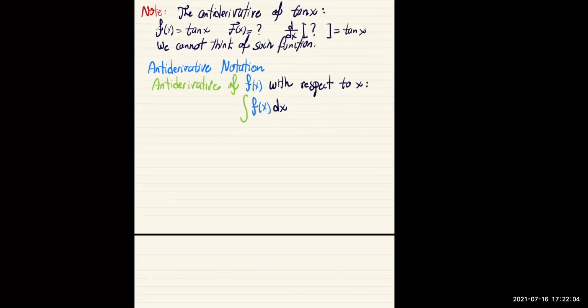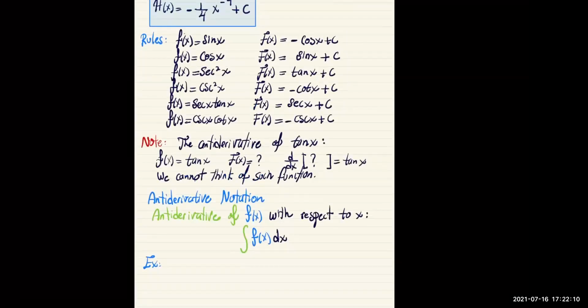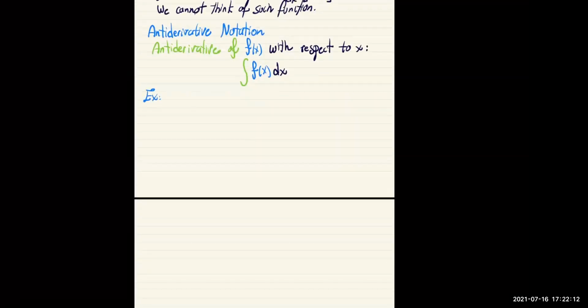So for instance, if I want to use this notation instead of keep writing little f and capital F, which is kind of annoying, I will say the antiderivative of sine of x dx is equal to negative cosine of x plus c. Because again, the derivative of negative cosine gives you sine.